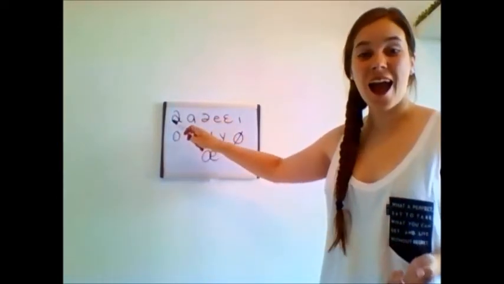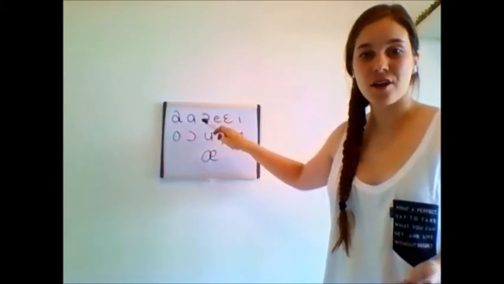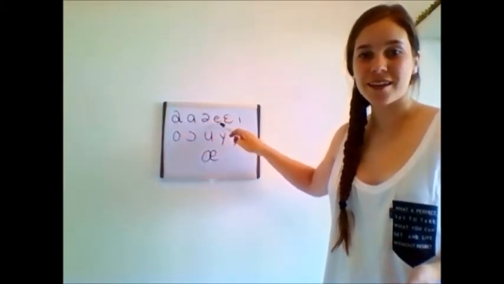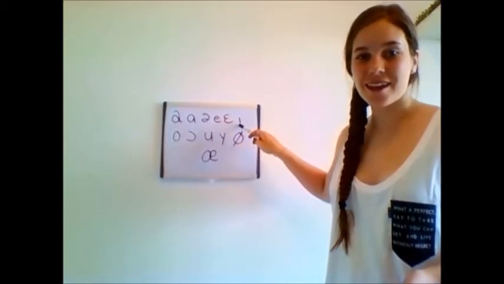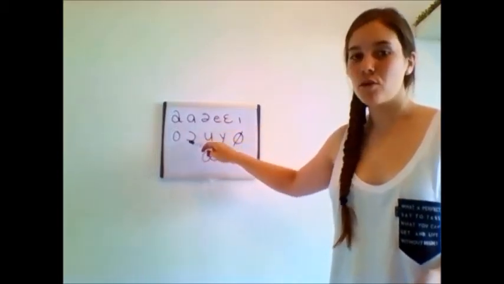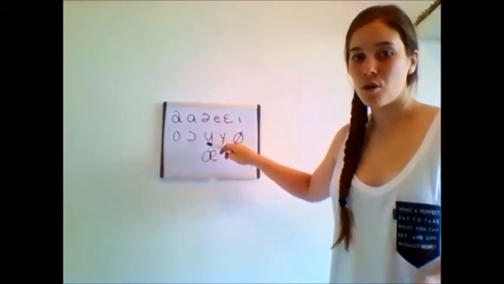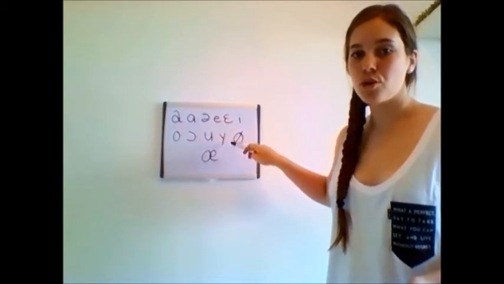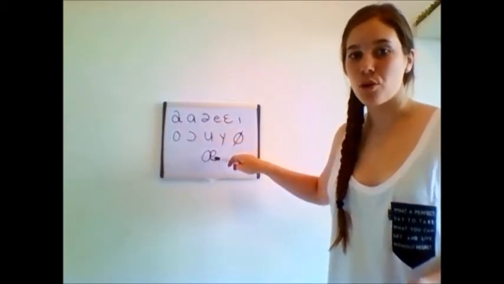So you have A, E, I, O, U. I'm gonna teach you next it's maybe the most complex sounds of French. This is what we call nasal vowels. There are 4 of them. Let's look at it together.